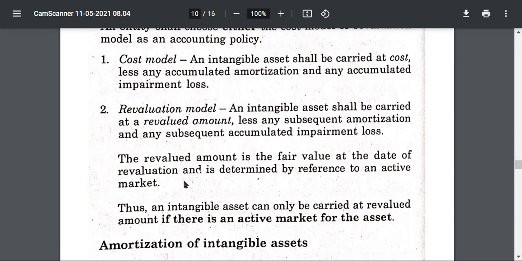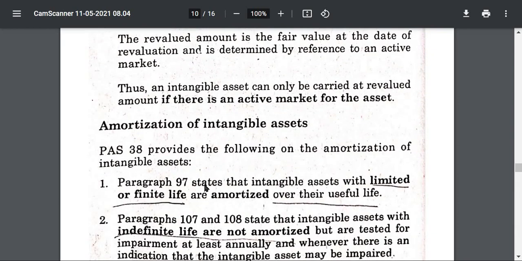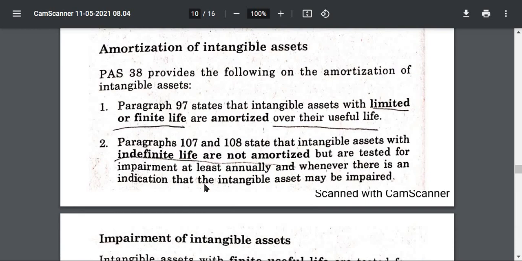Now, if the cost of the property, plant, and equipment is allocated over the useful life of the asset through depreciation, the cost of the intangible asset naman is allocated over the useful life or legal life of the intangible asset through amortization. Now, paragraph 97 of PAS 38 states that intangible assets with limited or finite useful life are amortized over their useful life. Another, paragraphs 107 and 108 state that intangible assets with indefinite life are not amortized but are tested for impairment at least annually and whenever there is an indication that the intangible asset may be impaired.